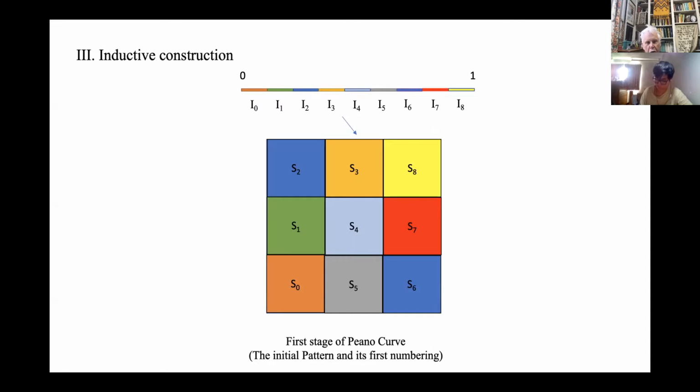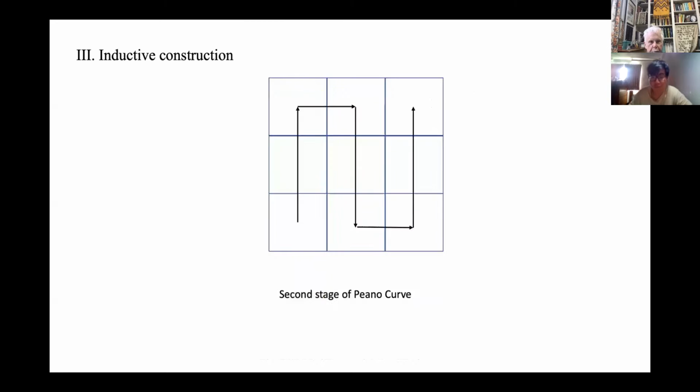So I0 is going to correspond to S0, and I1 is going to correspond to S1. And I think it would be good to just say that I0 is the interval 0 to 1/9, and I1 is the interval 1/9 to 2/9, and so on. Okay. So there is the first inductive step. Now we're going to divide each of those squares into 9 subsquares. And then we're going to assign patterns to each of the subsquares.